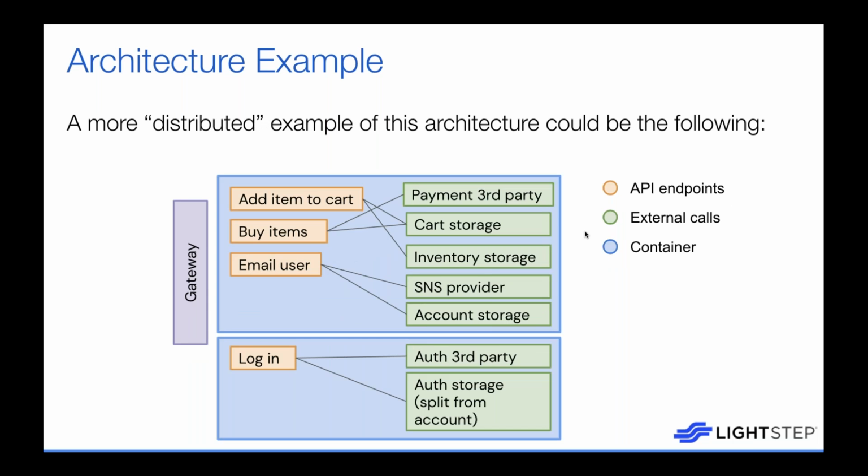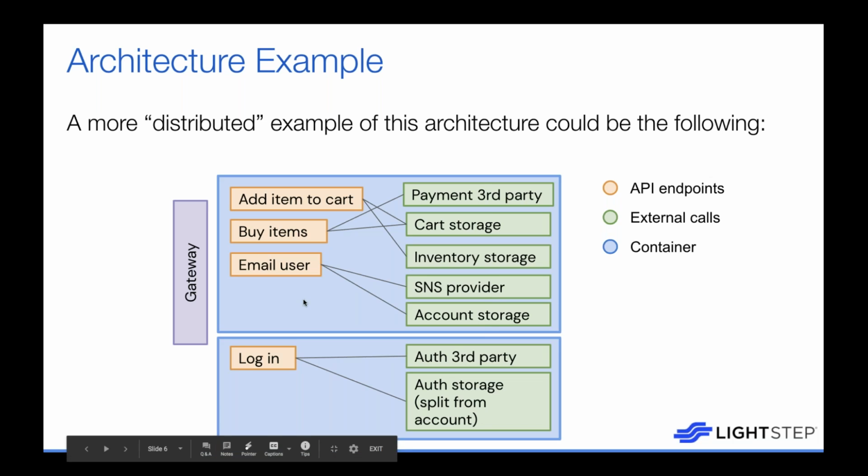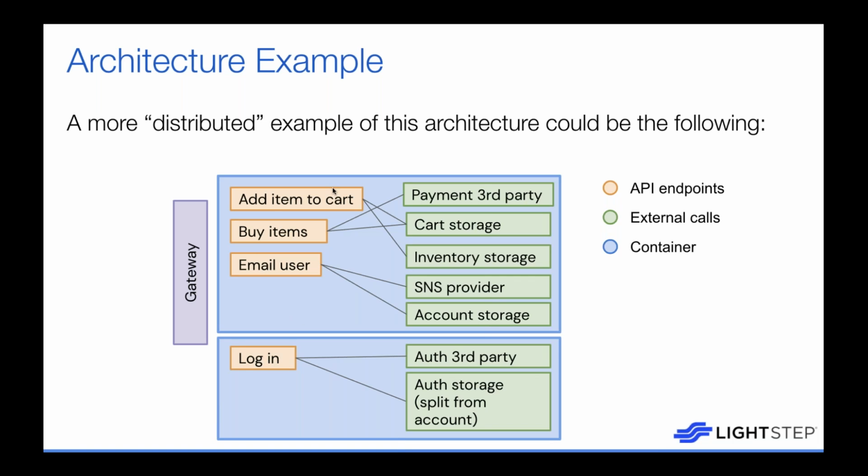So here's a more distributed example of what this architecture could look like. Again, I'm just walking through each of these to explain the decisions here and try and drive home these concepts of microservice-oriented architecture versus monolith. So maybe in this case, we actually did this split for security reasons. So as you can see, we have login separate from the other functionalities that we previously had altogether.